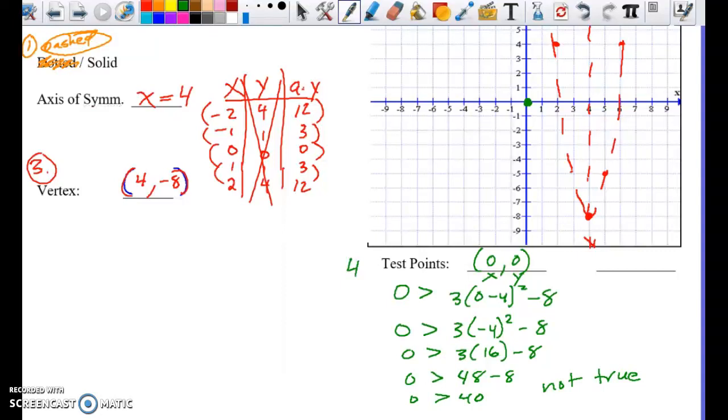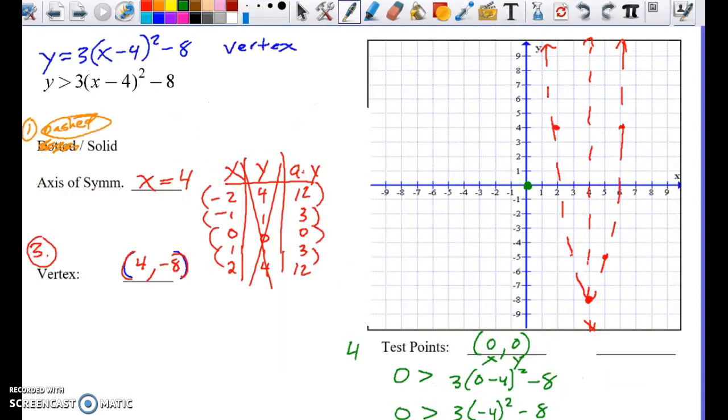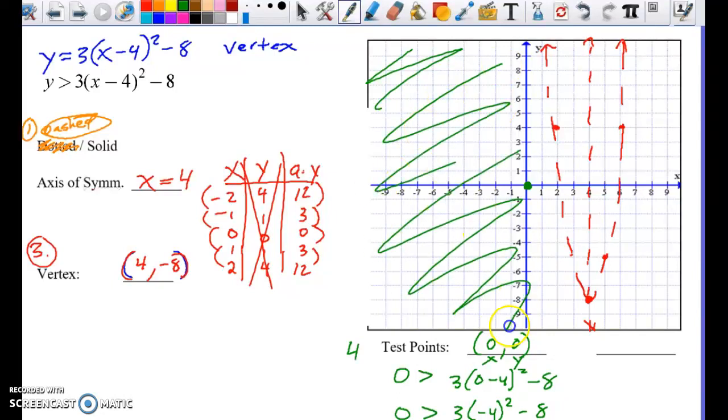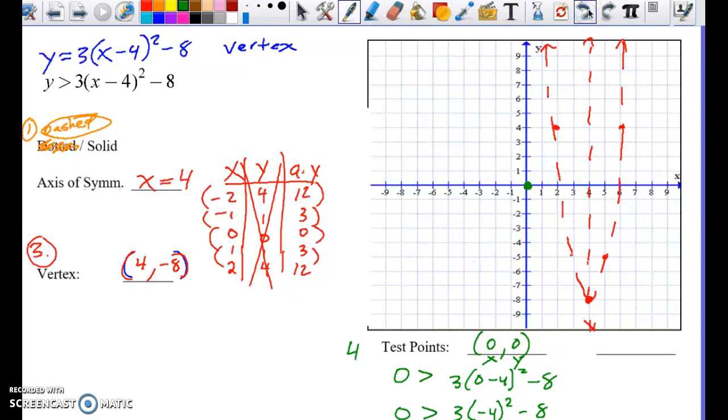And you see where the test point is? The test point is right at the origin, and normally if it did work, I would be shading out here. If it did work, I'd be shading on the outside of the parabola, or underneath the parabola technically. But it didn't work, so I'm going to shade inside that parabola. So I'm going to use the red highlighter here. I'm just going to shade in here.